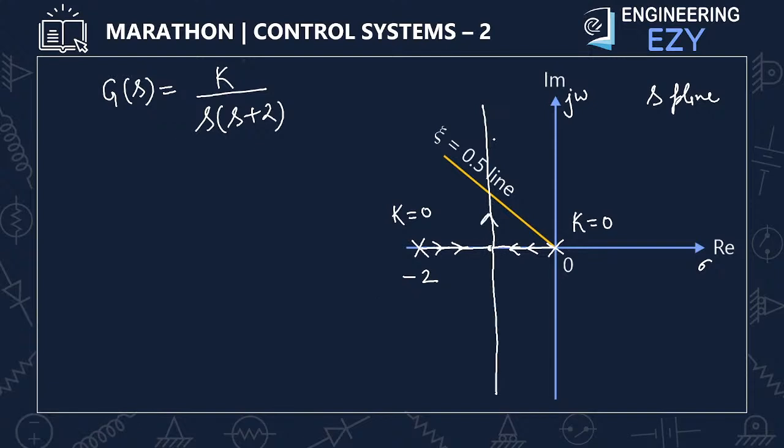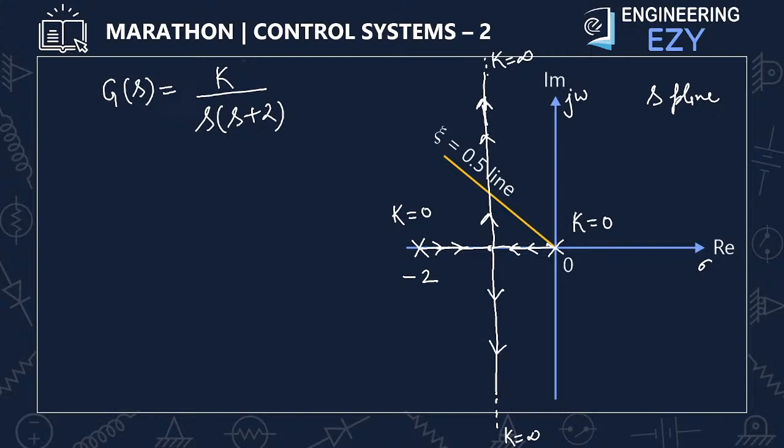It is the root locus plot. K is equal to infinity, and it is also K is equal to infinity, because there is no open loop zero. So both root locus branches terminate at infinity. So it is the root locus branch.